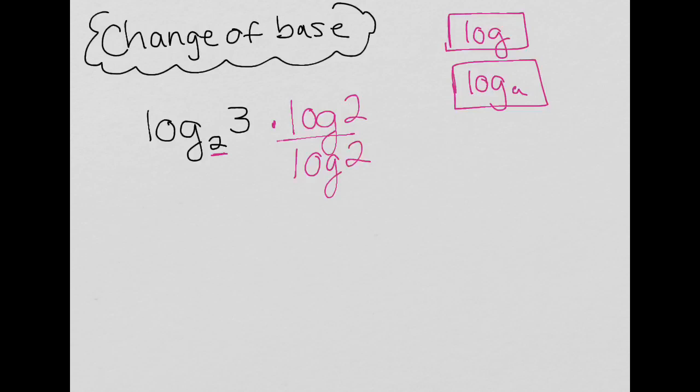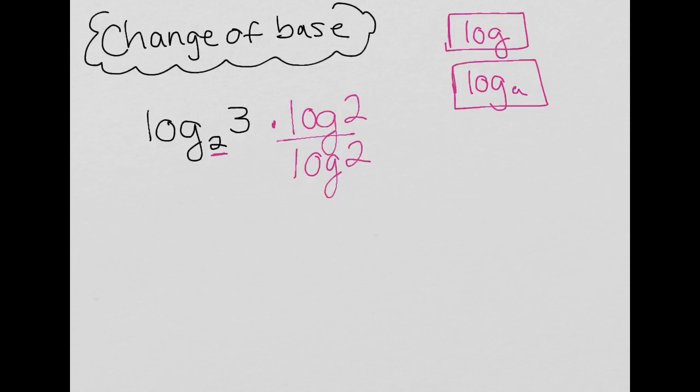Why a fraction? Well, remember anything over itself, like 7 divided by 7, 9 divided by 9, always makes 1, so you're not really changing it. So multiplying by log 2 over log 2 means I didn't change anything, I'm just multiplying by 1.